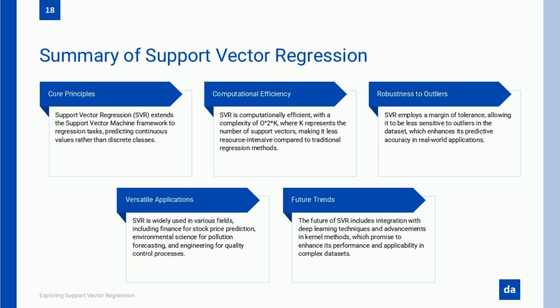Despite its advantages, SVR is not without challenges. Hyperparameter tuning is crucial, as parameters like C, epsilon, and gamma significantly affect performance. Selecting the right kernel function is another key factor. Linear kernels work well for simple relationships, while RBF kernels capture more complex patterns. Additionally, computational efficiency can be a limitation, especially for large datasets, though ongoing research is addressing this with more scalable implementations.